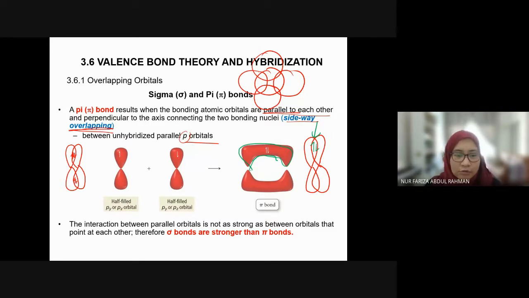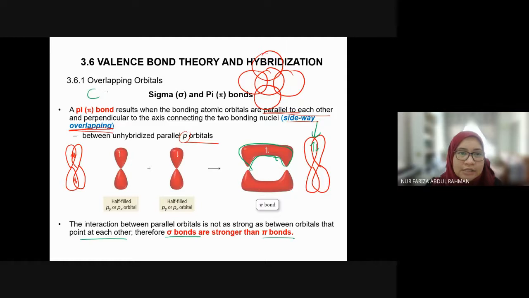The interaction between parallel orbital is not as strong as between orbitals that point at each other. Therefore, sigma bonds are stronger than pi bonds. Okay, please take note that sigma bond is stronger than pi bond. Okay, so pi bond normally present in double bond and triple bond, guys. Okay, so normally the first bond formed between the two atoms will be sigma. Okay, the first bond dia kena sigma.